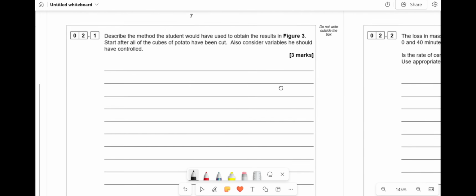So then it says, describe the method the student could have used to obtain the results in figure 3. Start after all the cubes of potato have been cut, and then consider variables that should have been controlled. So whenever you're describing an experiment, rule number 1 is to figure out where your dependent and independent variables are, and then the rest falls into place. Because then you'll know exactly what to do. So the independent is what you're changing, and dependent is what's being measured. Dependent means it's depending on the independent variable to change.